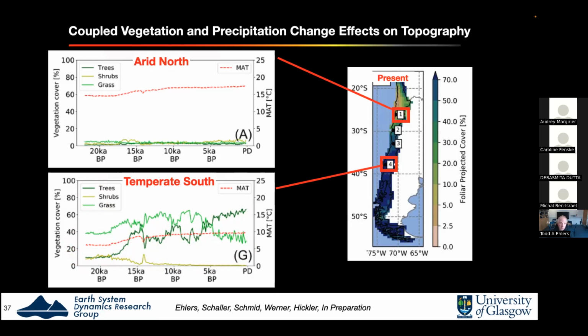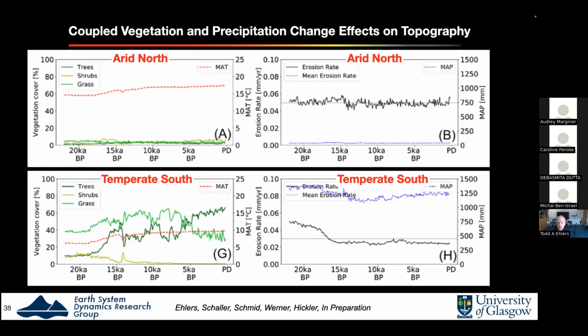So what does that do to the catchment average erosion rates? That's what you see on the right-hand side here. Now the vertical axis is erosion rate, and the blue line tucked in here is the mean annual precipitation coming from the paleoclimate reconstructions. And what you see in the Atacama region is that, first of all, this dashed line in both of these is the prescribed rock uplift rate.